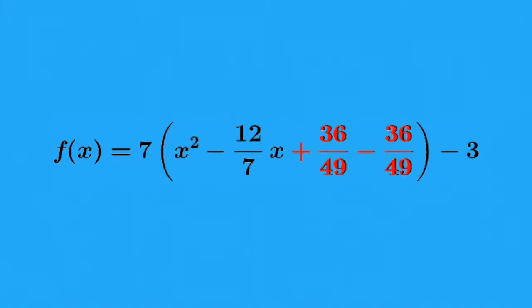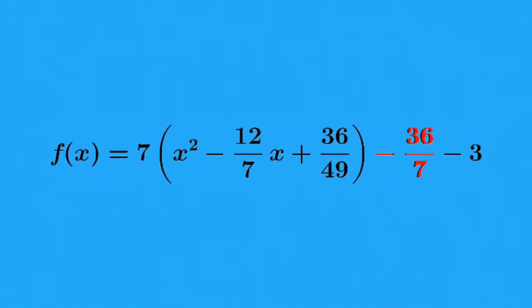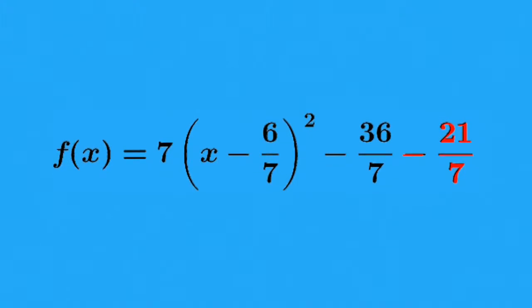While there are fractions in this problem, do not let them get in the way of the procedure. The procedure is exactly the same. To bring the negative 36 over 49 out of the parentheses, I must multiply by 7. That 7 cancels with the 49 in the denominator, leaving me on the outside with negative 36 over 7. Remember that when factoring the trinomial, it always works out to be x plus or minus half of b, so in this case it's x minus 6 over 7.